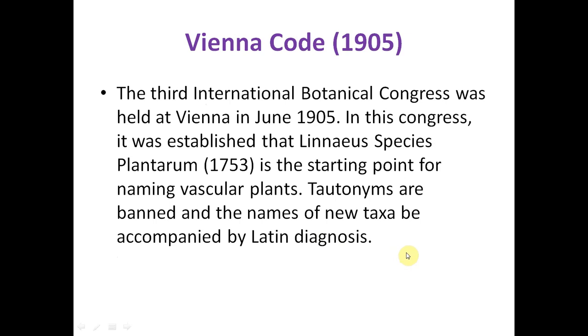And next in Vienna they convened the third International Botanical Congress in June 1905. In this congress, they established that Linnaeus's Species Plantarum of 1753 is the starting point for naming vascular plants. From then onwards, they considered the publication of the plant names. Whoever publishes first from then onward is considered the author of that plant name.